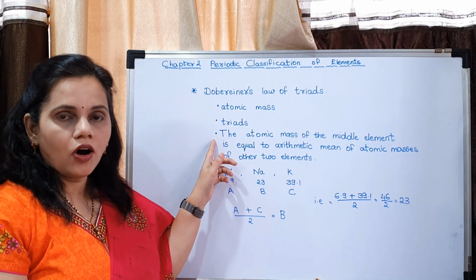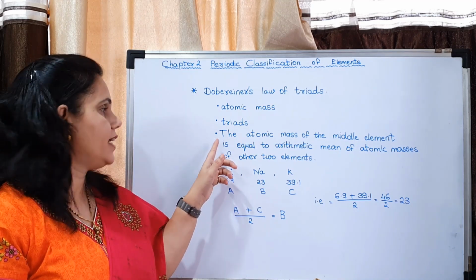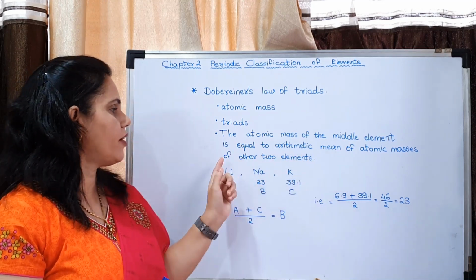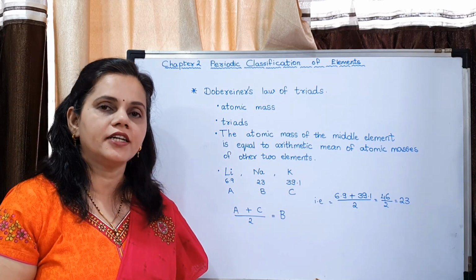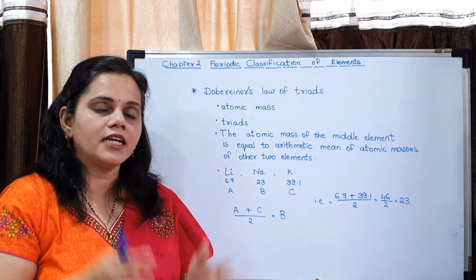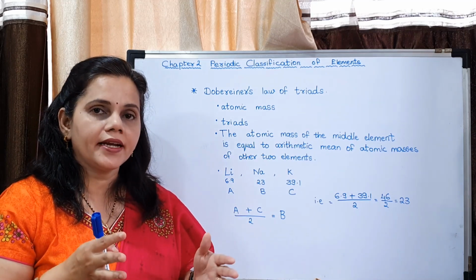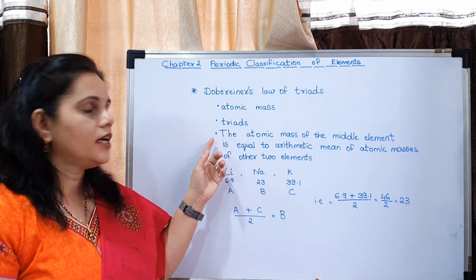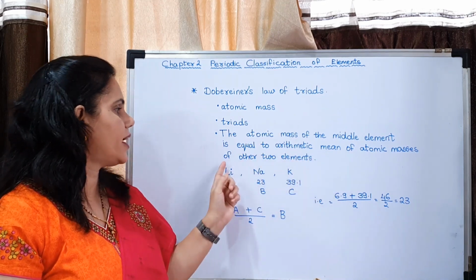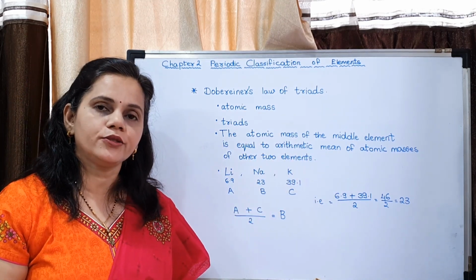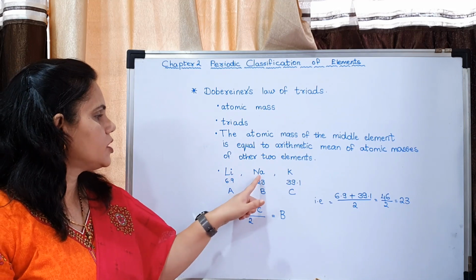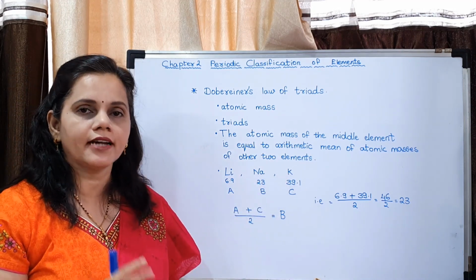The law of Dobereiner's triads is that the atomic mass of the middle element is equal to the arithmetic mean of the atomic masses of the other 2 elements. This he found out from the triads. So how were his triads made? His triads were made according to this law. What is the law? The atomic mass of the middle element is equal to the arithmetic mean of the atomic masses of the other 2 elements. So you may see this is one example. Lithium, sodium, potassium. This is a triad.